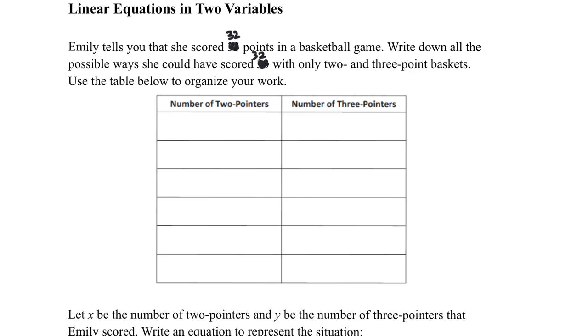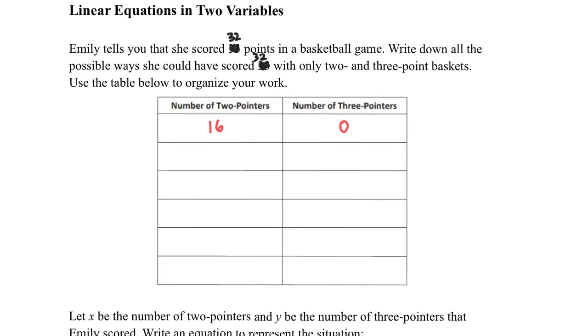in a basketball game. Write down all the possible ways she could have scored 32 points using only 2 and 3 point baskets. So what that means is, okay, let's say she scored only 2 pointers. How many would that take? She would have scored 16 2 pointers. That means 0 3 pointers, because if she scored 16 2 pointers, then 2 points apiece gets her 32 points.